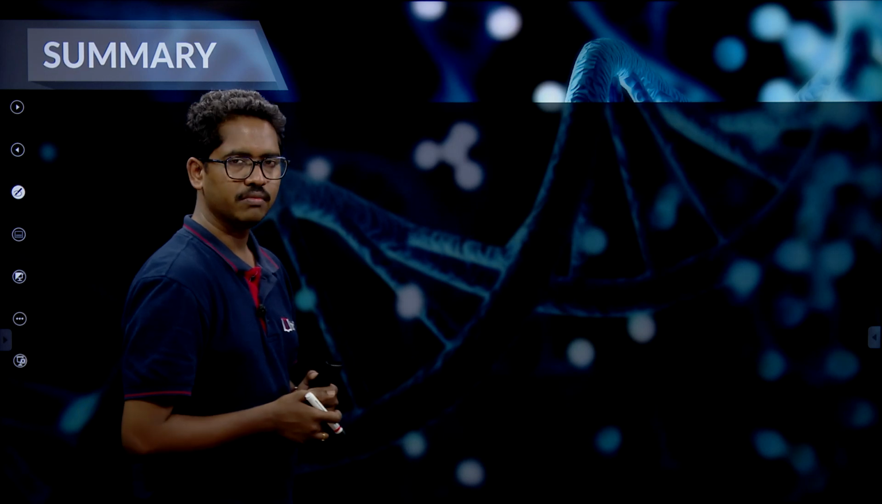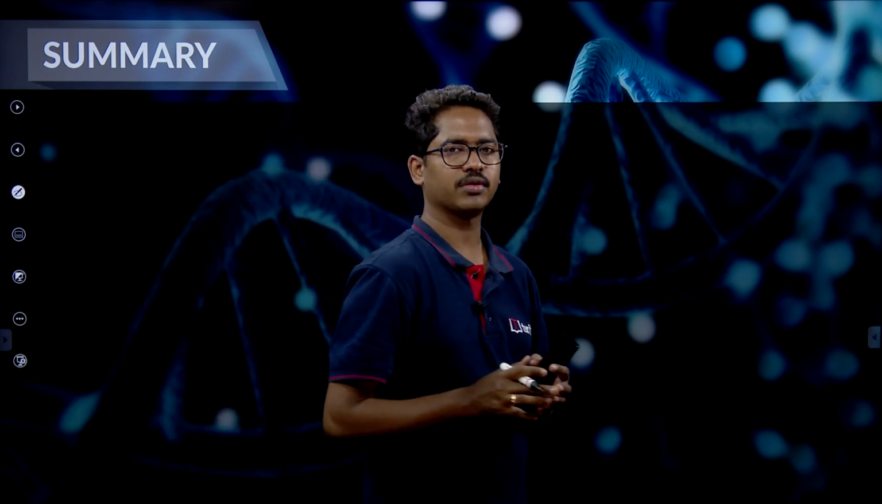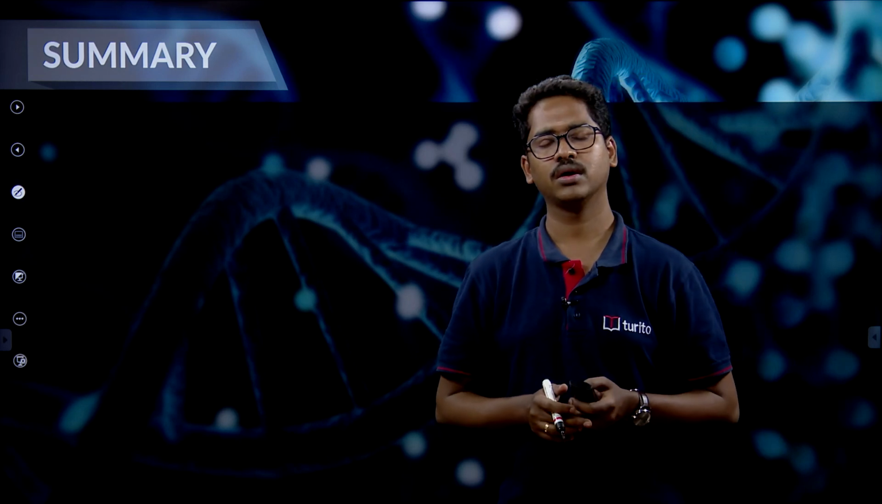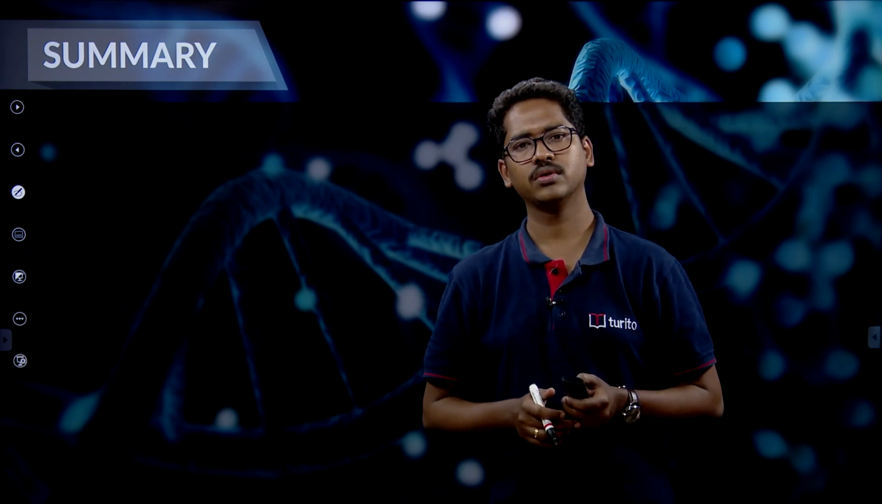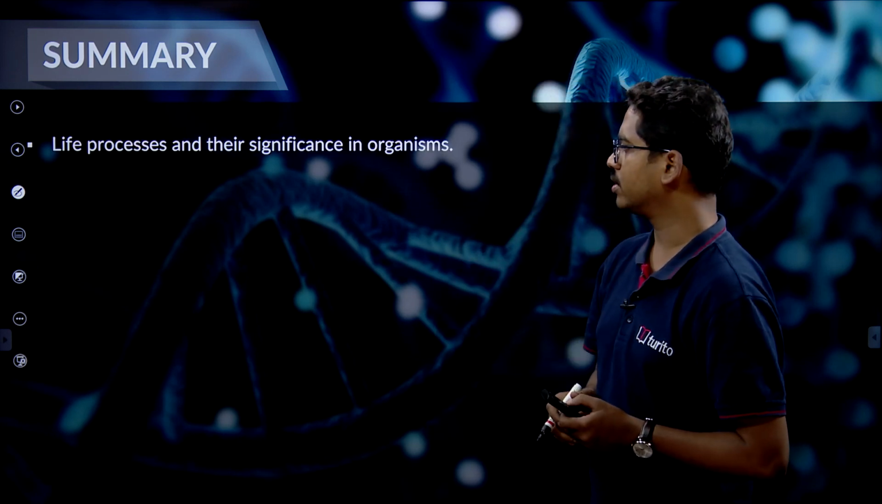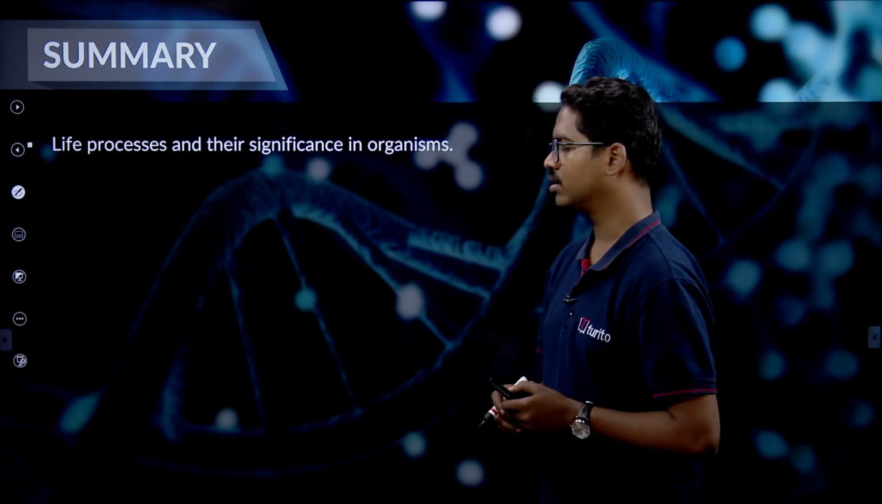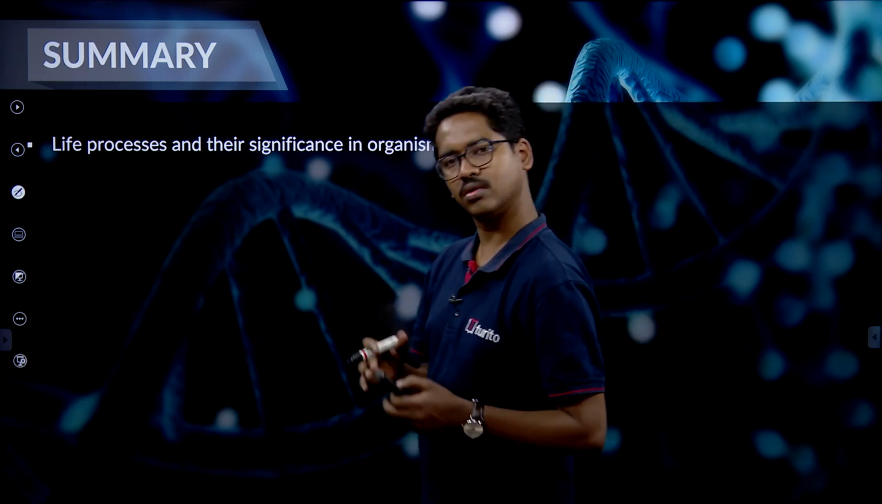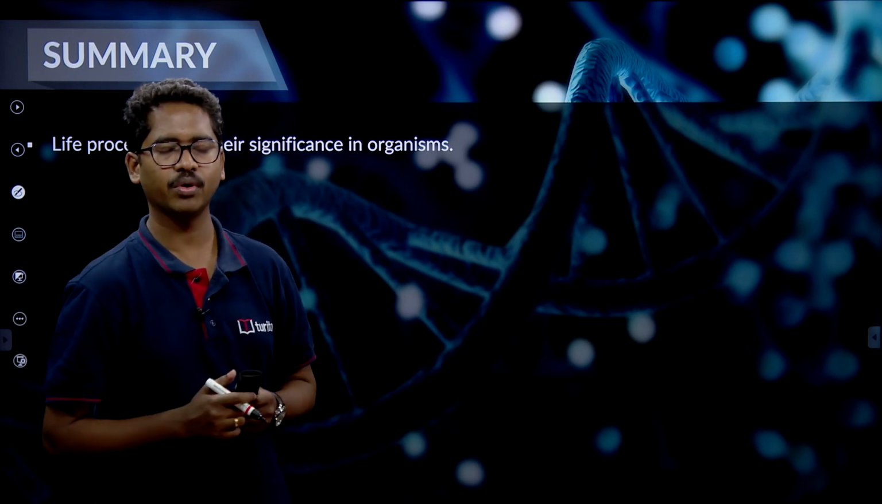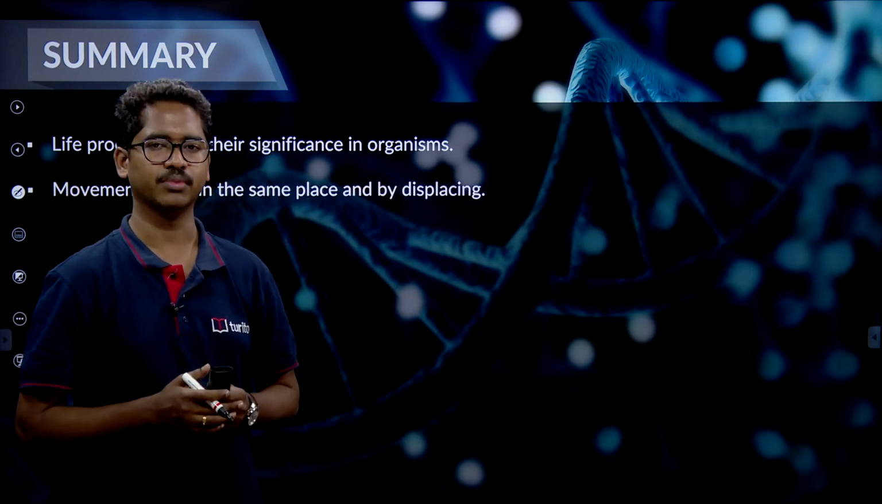So today we looked at the different life processes. There are 7 life processes. We looked at them, and now we are trying to summarize what we have done in this session. We looked at the life processes and their significance in organisms. So why they are needed. By now you might have clearly understood why we need them. What is the purpose of them in our body?